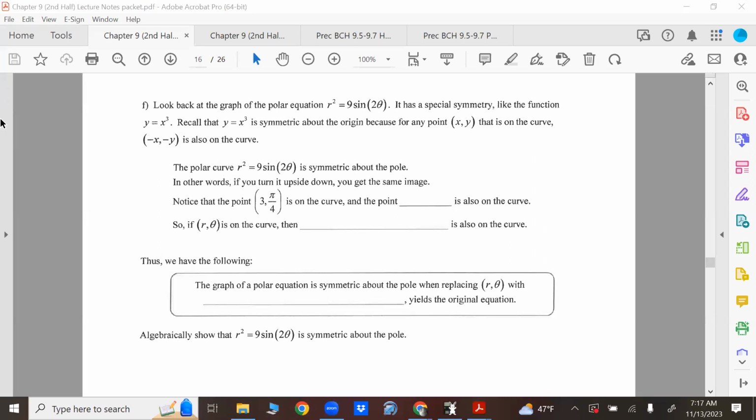So this has a special symmetry, like the function y equals x cubed. Recall y equals x cubed is symmetric about the origin. We know this, -x, -y. So the polar curve is symmetric about the pole. In other words, if you turn it upside down, you get the same image. Notice that 3 pi over 4 is on the curve, and the point -3 pi over 4 is also on the curve. So if (r, theta) is on a curve, then (-r, theta) or (r, theta plus pi), if you do 180-degree rotations, is also on the curve. So thus we have this kind of symmetry happening.